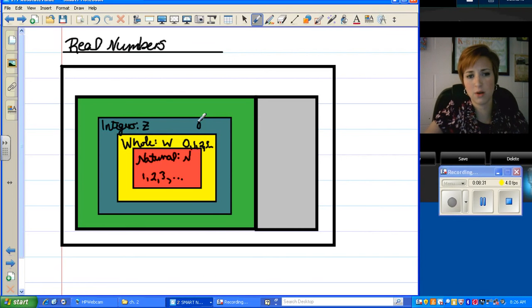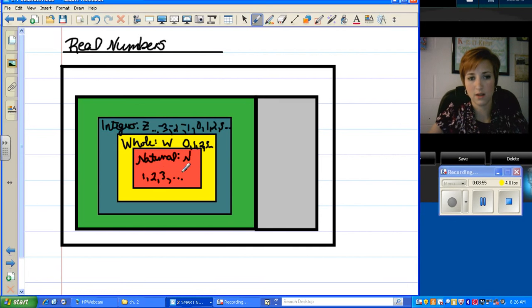So if I look at my whole numbers, 0, 1, 2, 3, ... And then say the opposite of positive 1 is negative 1. Opposite of positive 2 is negative 2. Opposite of positive 3 is negative 3. And it could go in the other direction. So we have dots on both ends to show it's all the negatives and all the positives.